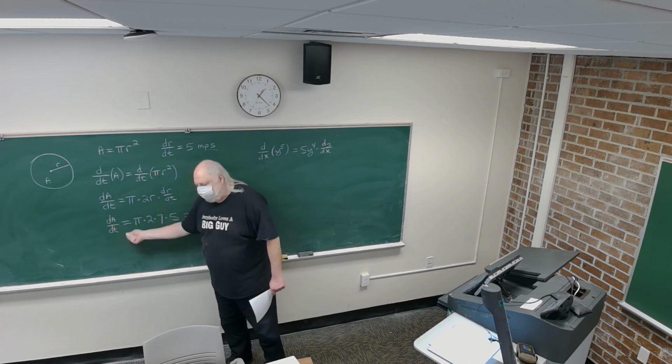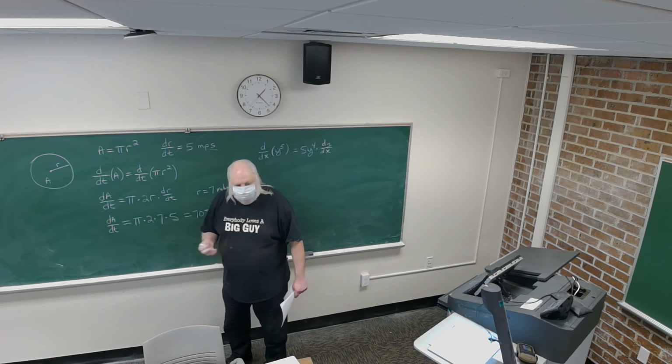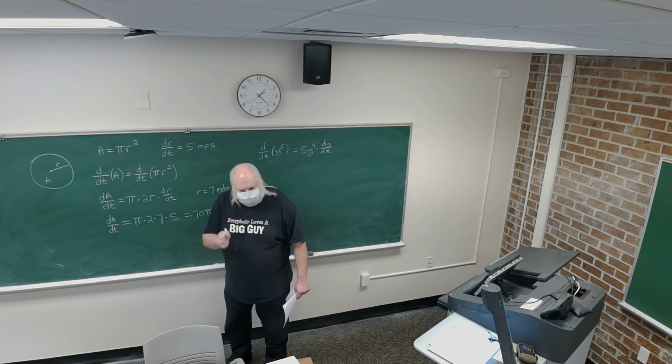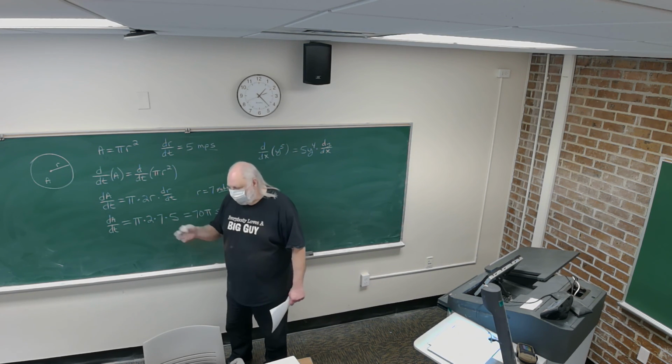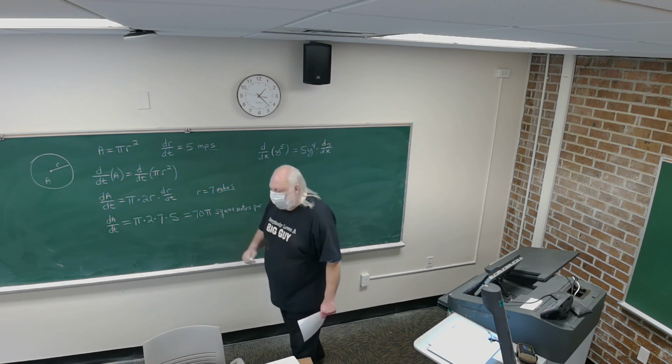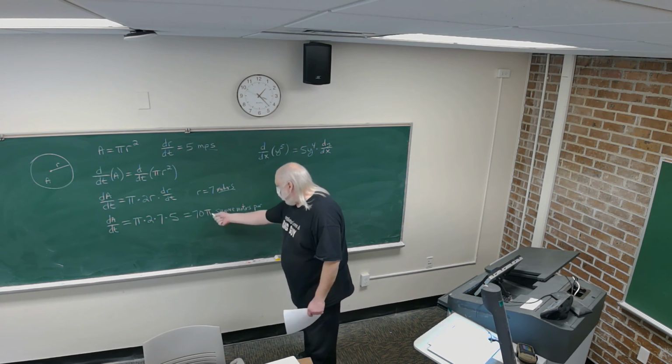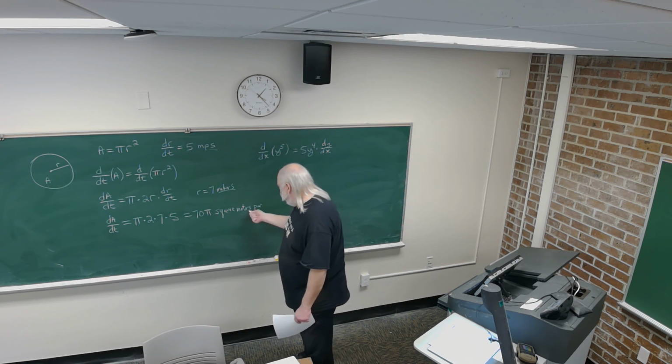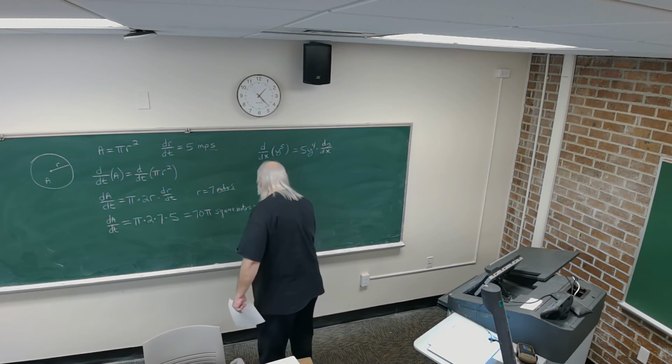Remember, the first derivative is like a velocity or speed, right? It's something for something. It's like miles per hour, people per year, right? Something for something. So it's 70 pi square meters per second.